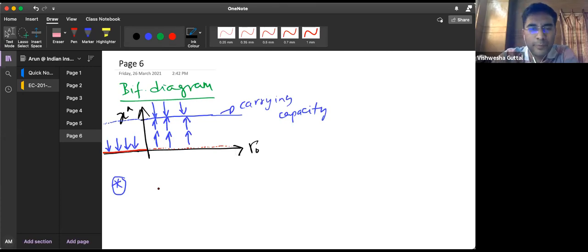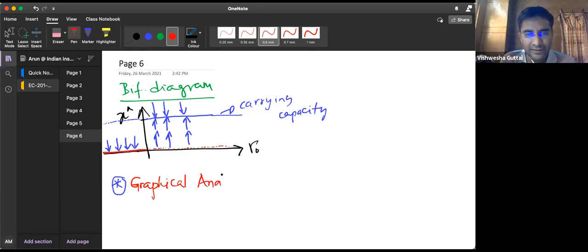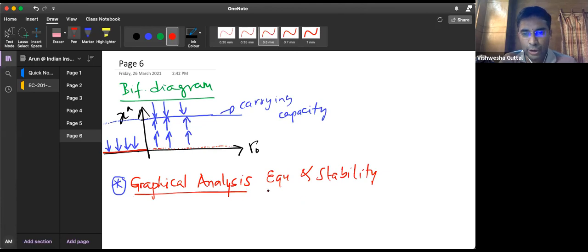One should just think of it a bit more biologically. To show that when R is negative and you are approaching this population size, something really bizarre happens, we need to learn a method called graphical analysis. So far, what have we learned? We have learned mathematical analysis of equilibrium and stability, which is, if I have given you an equation x dot is equal to f of x, how will you find equilibrium and how will you find stability?